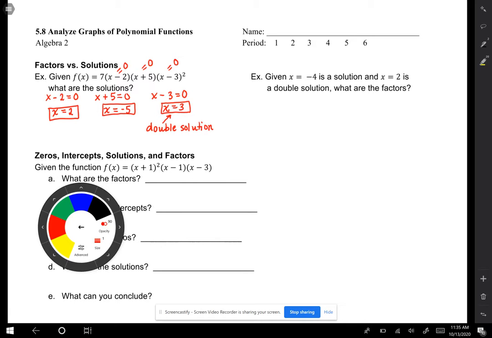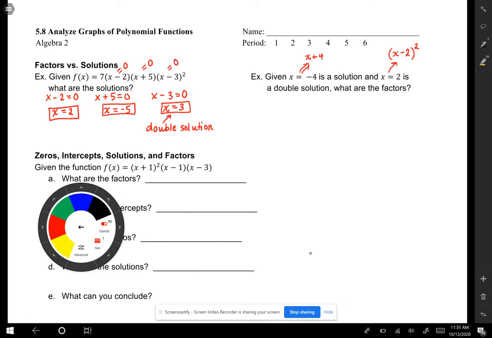Example 2. Given x equals negative 4 is a solution and x equals 2 is a double solution, what are the factors? So if you're given the solutions, how do you determine the factors? You put them in parentheses. So if x equals negative 4 is a solution, then its factor is x plus 4. And if x equals 2 is a double solution, then you would write that in factored form as (x minus 2) to the second power because it's a double 0.